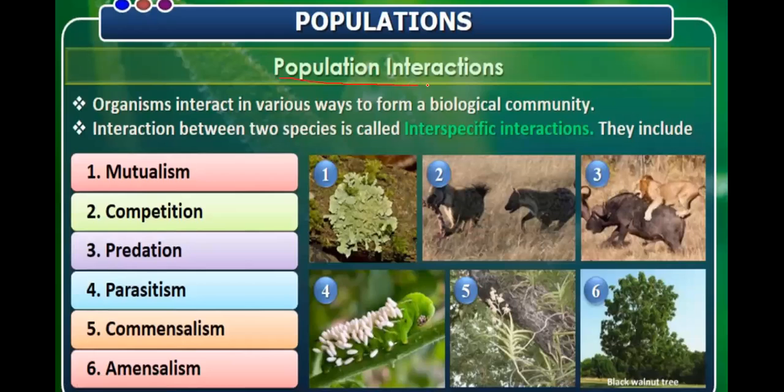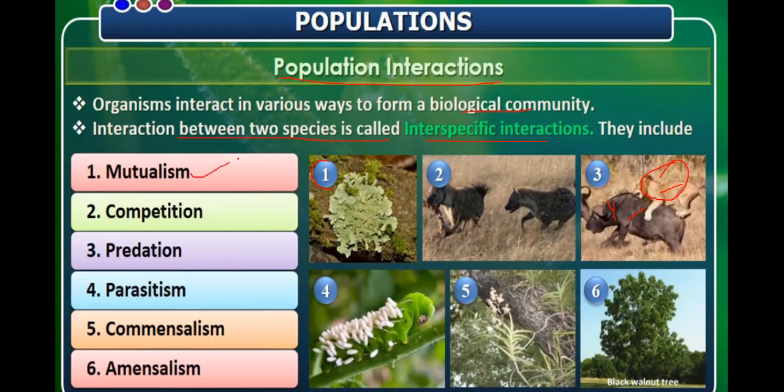Now, population interaction. Organisms interact in various ways to form a biological community. Suppose there are different types of organisms. When they interact, the interaction between two species is called interspecific interaction. So here are wild animals, wild bison, wild buffalo, and this lion. There are two different species, so they are interacting. This is called what? Interspecific interaction.